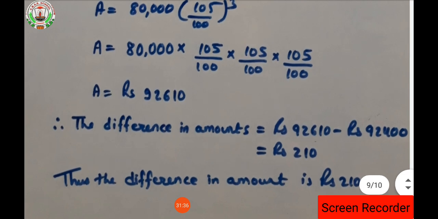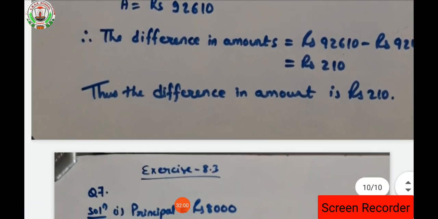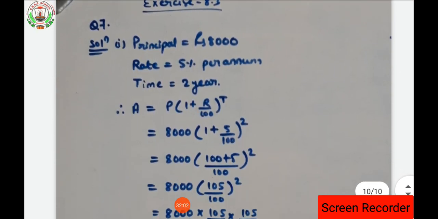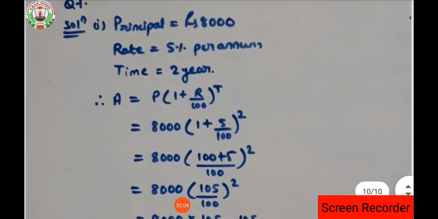So what is the amount? If it is talking about half yearly, that is 92,610, and if it is talking about annually, that means it will be 92,400. While doing the subtraction, a difference of 210 rupees will come in the amount. Thus the difference in amount is rupees 210. Clear everyone? Next one, question number 7.